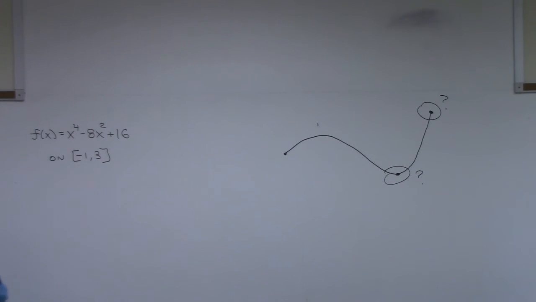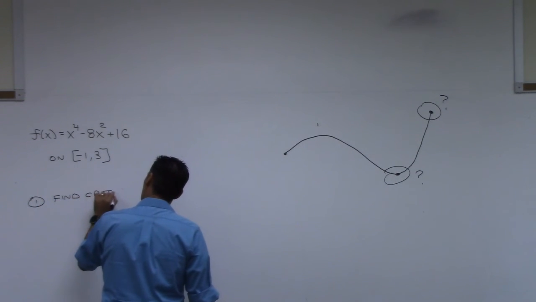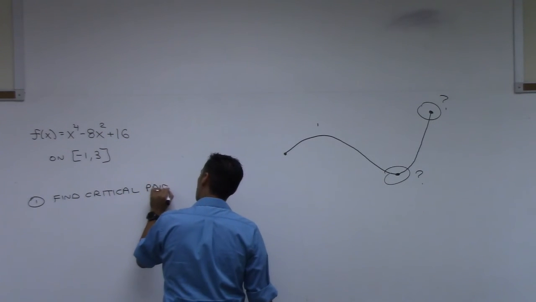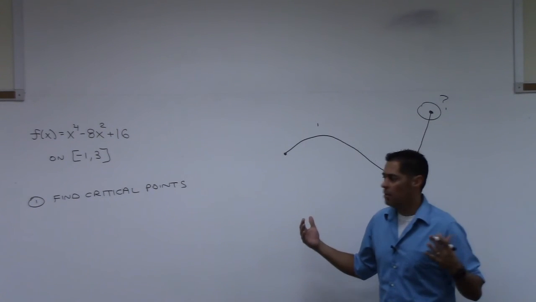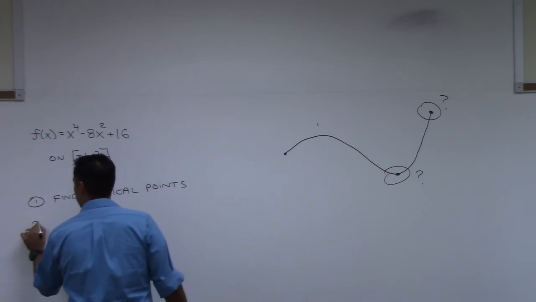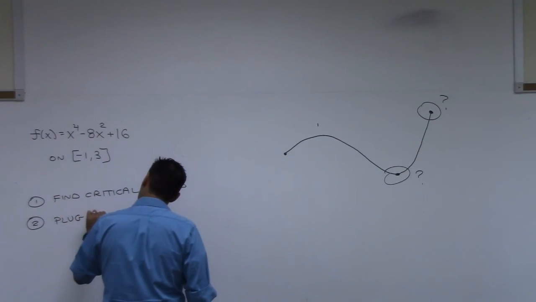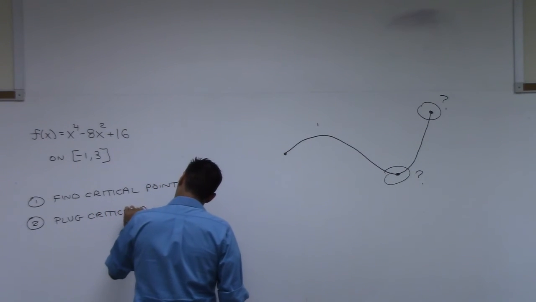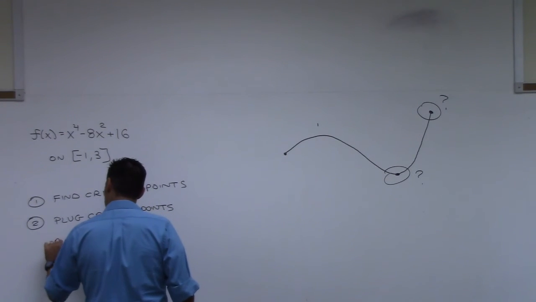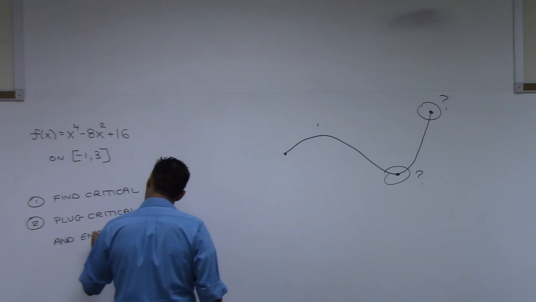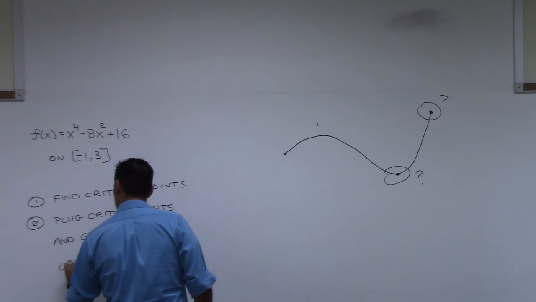The steps for this are as follows. Find the critical points. What do I mean by that? Take the first derivative, set it to 0, right? So this is nothing new. Find the critical points. The second step for this: plug critical points and endpoints into the original function.